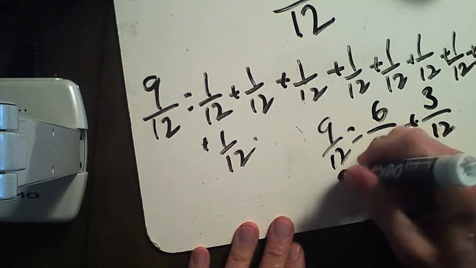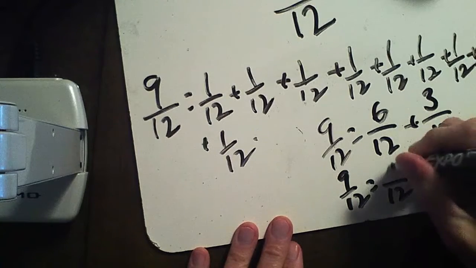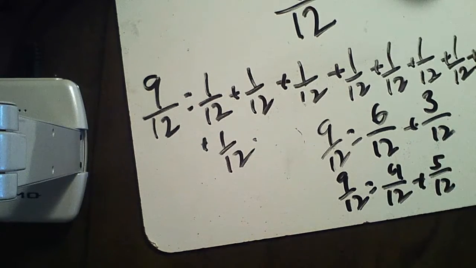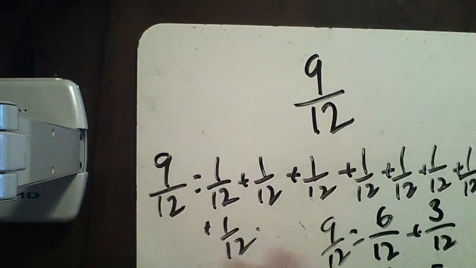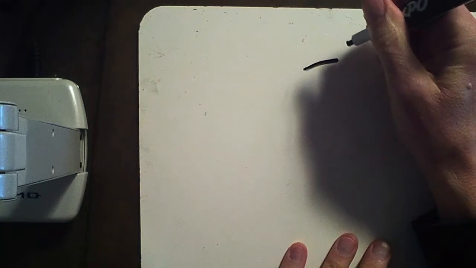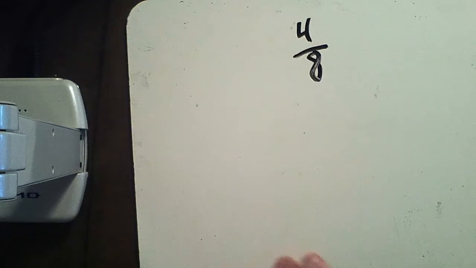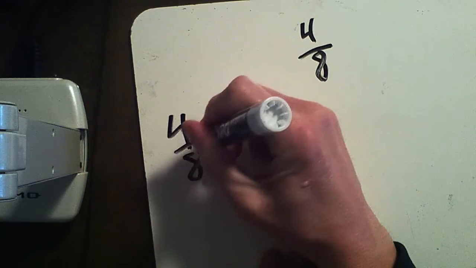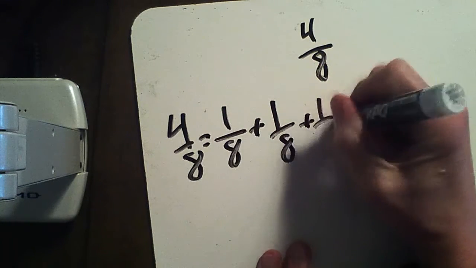Or you could do 4/12 plus 4/12 plus 1/12. So all you really have to think about is what numbers add up to the numerator. And then you're set, because all the denominators are going to be the same. Let's do one more. Let's do 4/8. No need for a picture, right? We know the unit fraction is 1/8. And it's going to take 4 of those to make 4/8.